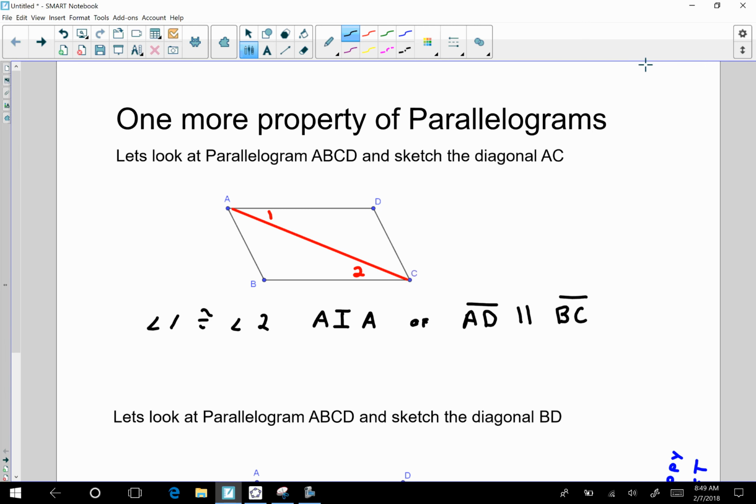We have one more very important property of parallelograms to discuss this morning. So let's look at parallelogram ABCD and sketch the diagonal AC.